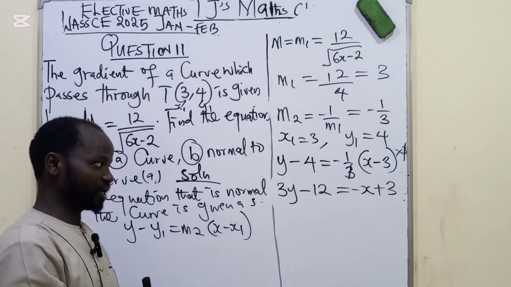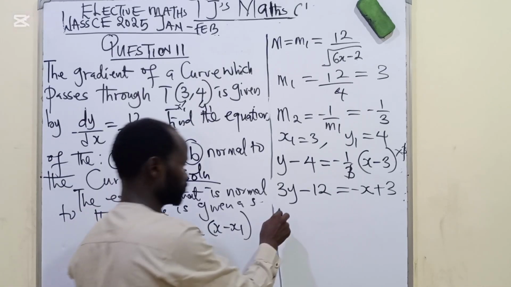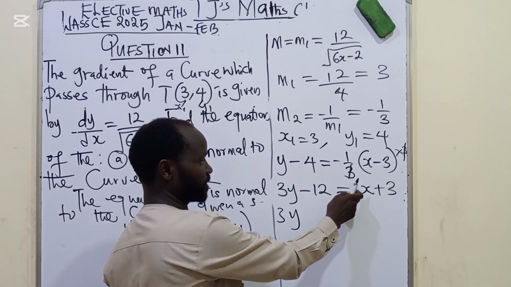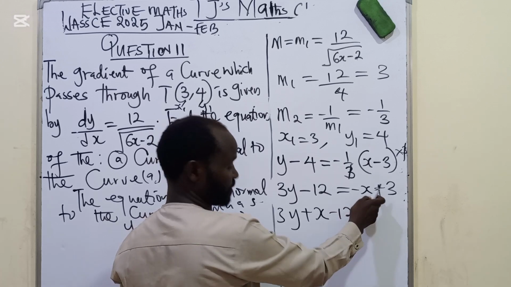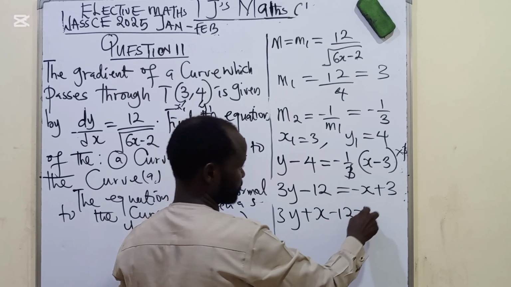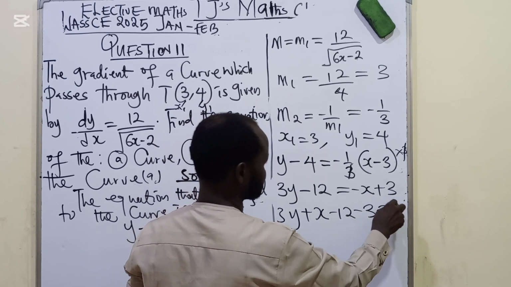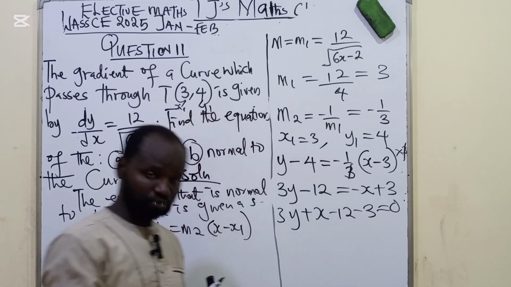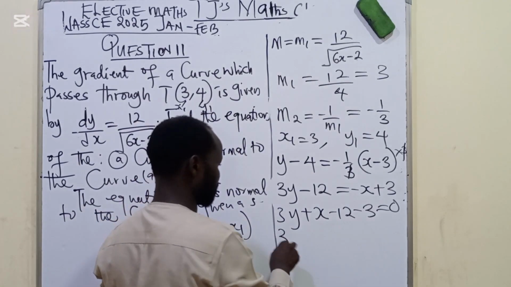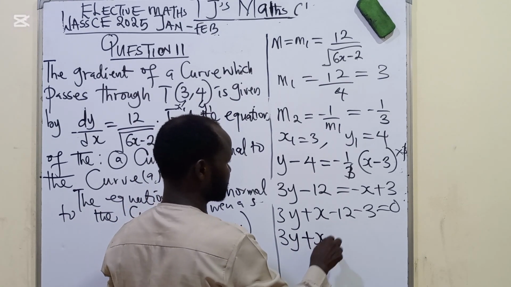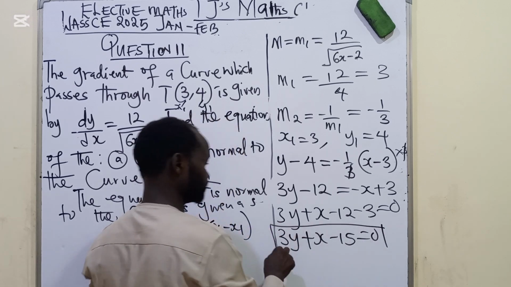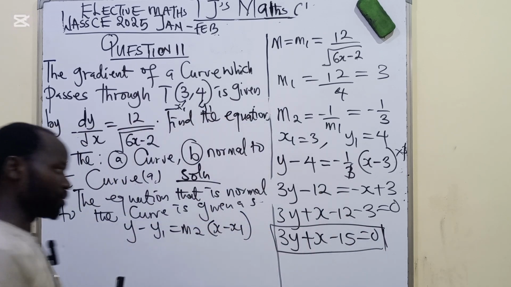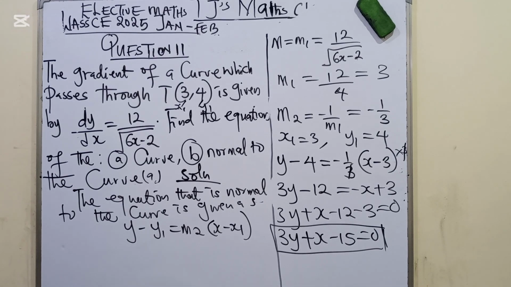Let's rearrange everything and equate it to 0. This will be 3y. This minus x crossing the equal sign will be plus x, minus 12. This plus 3 crossing the equal sign will be minus 3, equals 0. Finally, the equation normal to the curve will be 3y plus x minus 15 equals 0. So this is the equation that is normal to the curve. So this is the solution to this question.